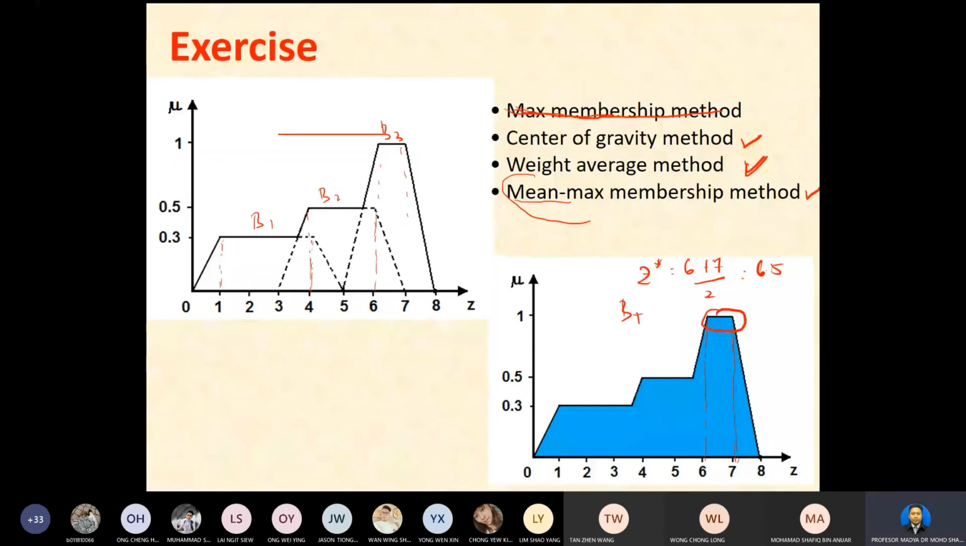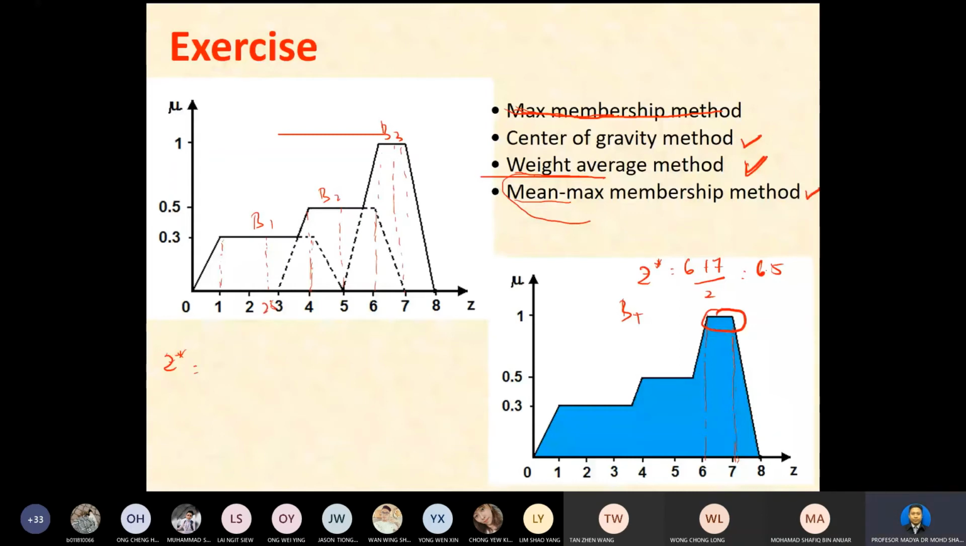And then, for the weighted average, next we go for the weighted average. So find, for example, this is the center for B1. This is the center for B2, for example. This is the center for B3. So Z total using this one, maybe 2.5. I assume this one is 2.5, this one 5, and this one will be 7.